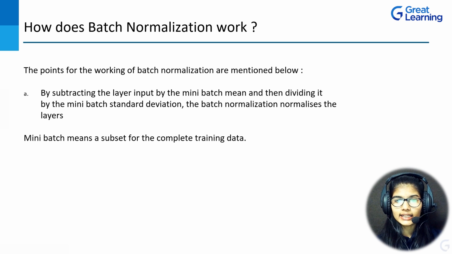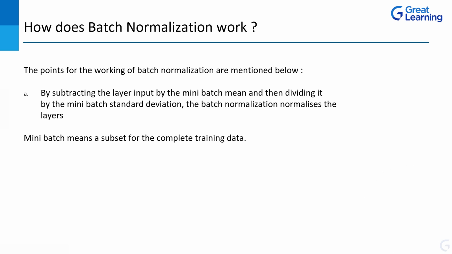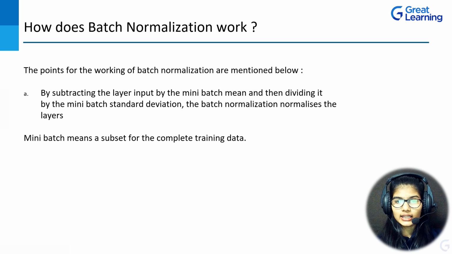Okay, now what do we do? We subtract the mini batch mean from the layer input. We simply subtract the mini batch mean from the layer input. It means that whatever is the mean for the subset of the complete training data, we subtract that from the layer input.